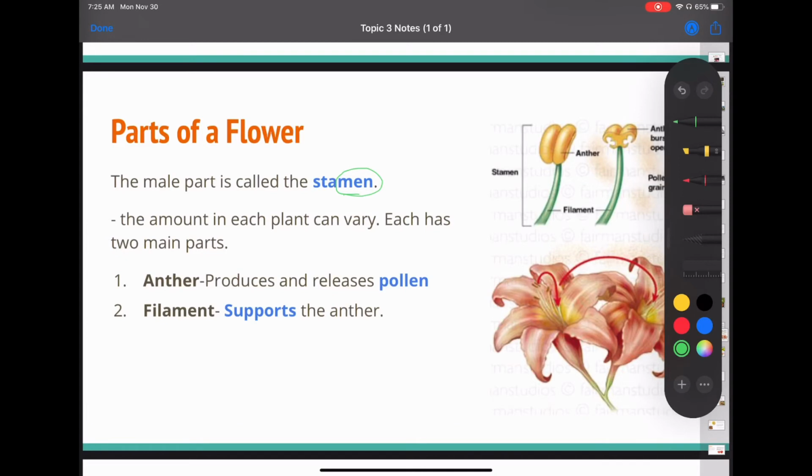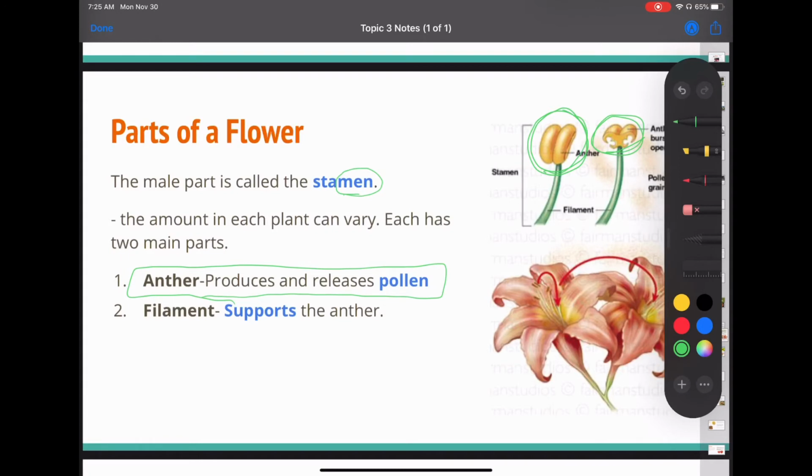Okay. Now, if we take a look at the anther, this is the part that produces and releases pollen. Okay, so it produces and releases pollen. So that's that part up here at the very top. So eventually they burst open and the pollen comes out.